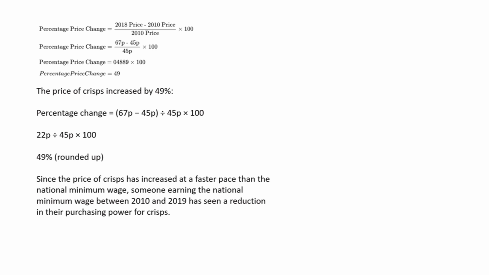So, percentage price change: the 2018 price minus the 2010 price, divided by the 2010 price again, times 100. This is how you calculate percentage change, okay? So if we put that into the actual figures, that's 67 pence minus 45 pence, divided by 45 pence, times 100, okay? And then we have 0.4889 times 100, and this gives us our 49% price change.